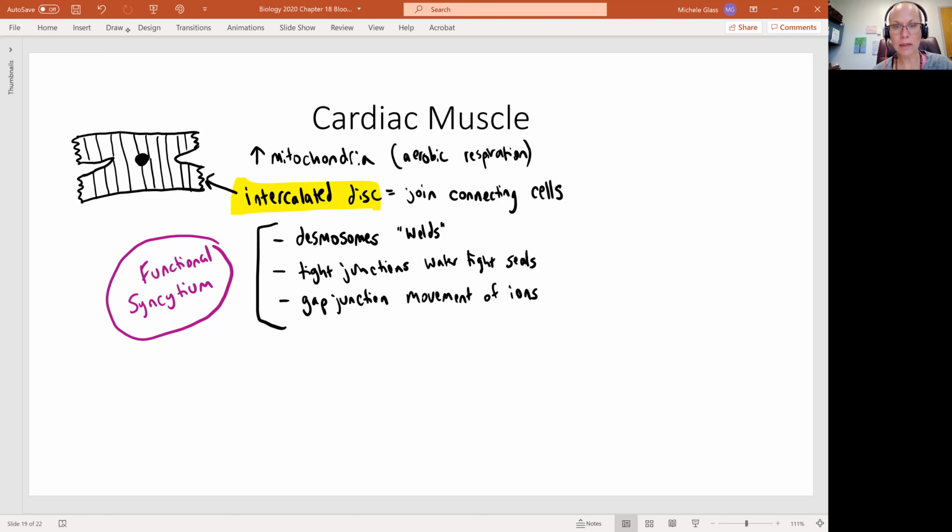Okay, so we've already mentioned that we have lots of mitochondria, so we are doing aerobic respiration, which remember means that we're using oxygen. When we talk about the type of contraction, we get a twitch type of contraction.